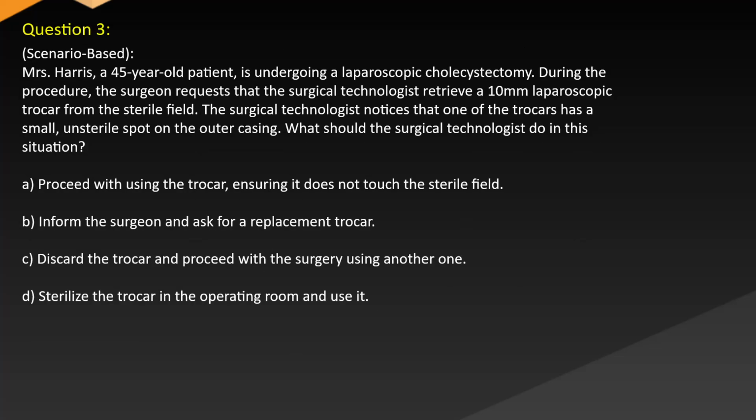Question 3. Scenario-based. Mrs. Harris, a 45-year-old patient, is undergoing a laparoscopic cholecystectomy. During the procedure, the surgeon requests that the surgical technologist retrieve a 10 mm laparoscopic trocar from the sterile field. The surgical technologist notices that one of the trocars has a small, unsterile spot on the outer casing. What should the surgical technologist do in this situation? A. Proceed with using the trocar, ensuring it does not touch the sterile field. B. Inform the surgeon and ask for a replacement trocar. C. Discard the trocar and proceed with the surgery using another one. D. Sterilize the trocar in the operating room and use it.